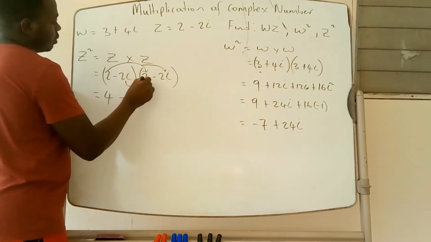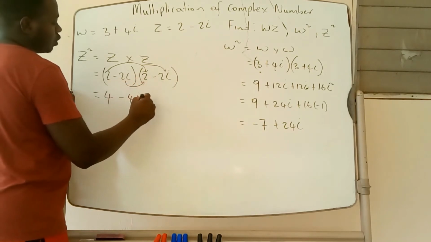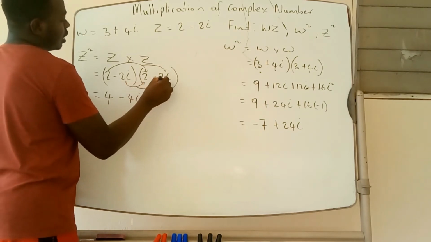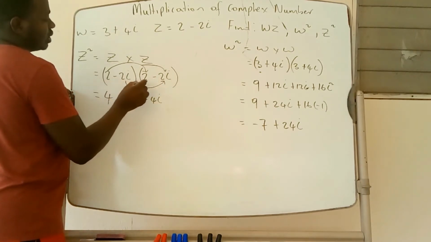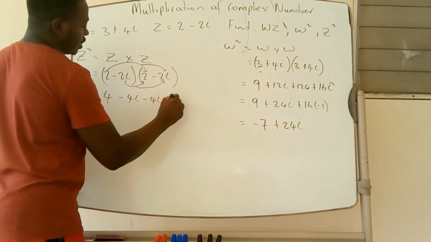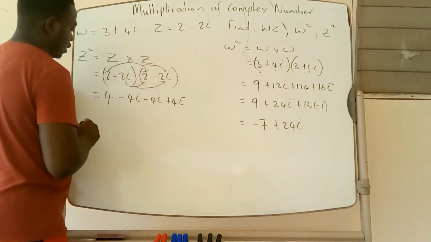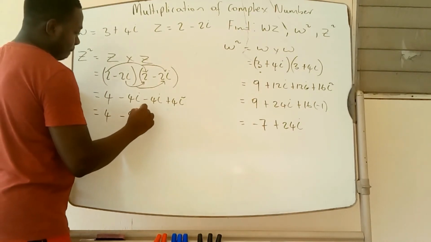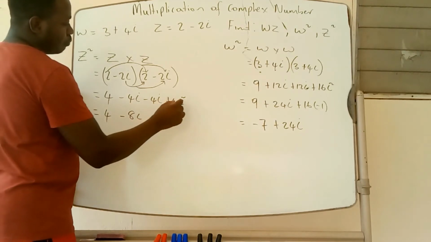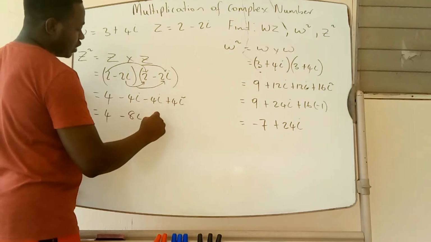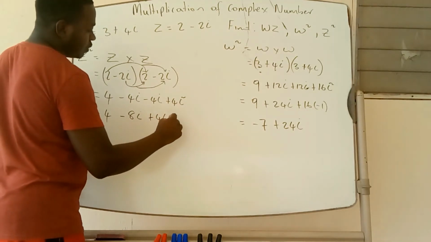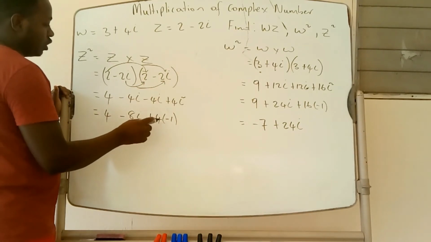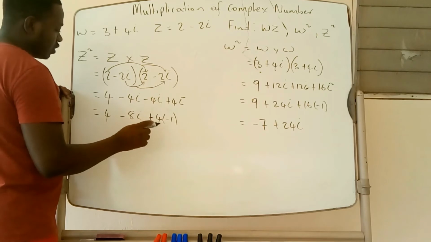Take the second term to multiply the first term. Minus 2i times 2, that's going to give us minus 4i. Take the second term to multiply the last term. Minus 2i times minus 2i, that's going to give us positive 4i squared. So this is equal to 4, minus 8i. Right? Note that plus 4i squared is the same thing as plus 4 times negative 1, because i squared is the same thing as negative 1. So here, 4 times negative 1, that's just going to be minus 4.